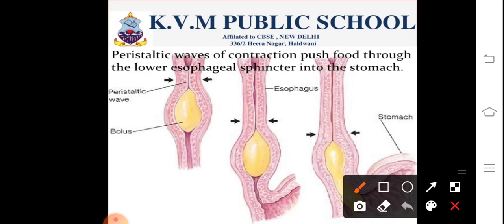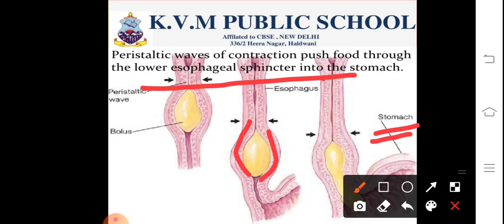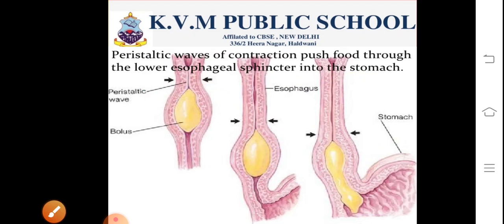Now these are peristaltic waves of contraction that will push the food lower through the esophageal sphincter. Finally, it will reach the C or J-shaped structure, which is referred to as the stomach. So we can see that it is exhibiting peristalsis, and this yellow colored structure is the bolus, where the food has been mixed with the saliva.